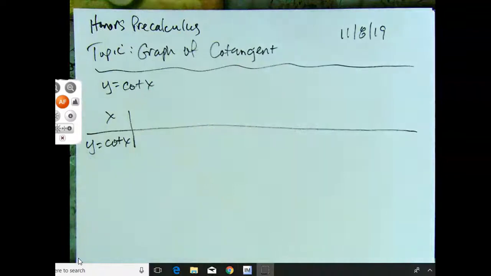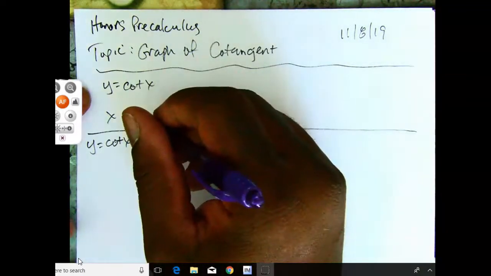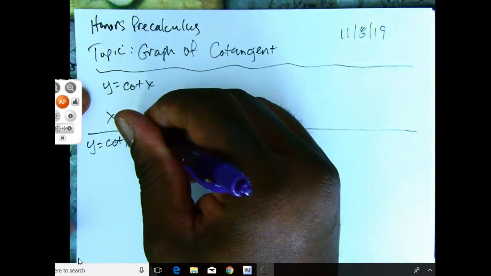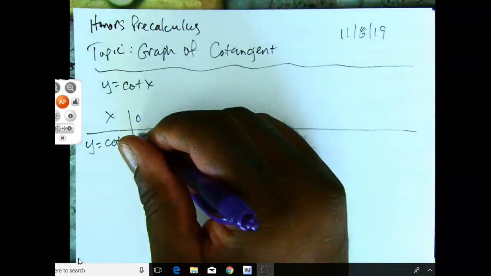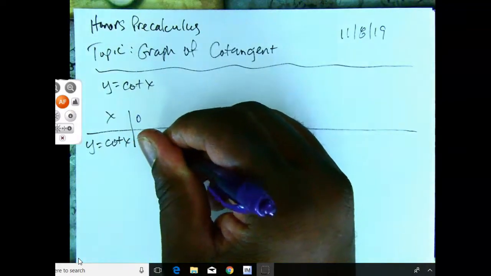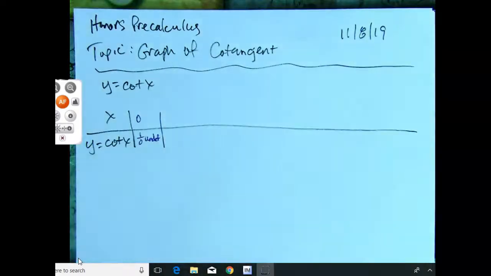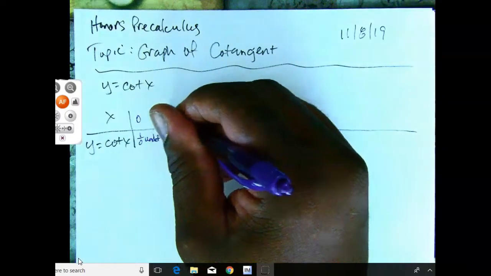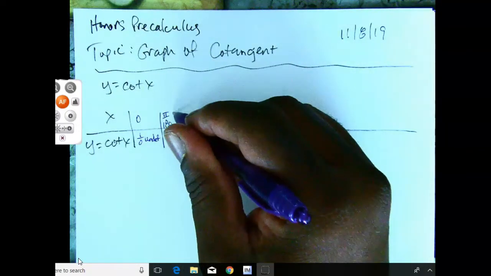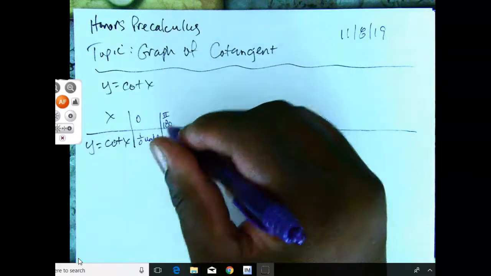Okay, so we're going to take a look at some values here. Because cotangent is x over y, when x is equal to 0, cotangent is going to be 1 over 0, which is undefined. So that's going to give us an asymptote. Now we're going to try to get close to 0. When x is pi over 180, which is 1 degree, we're going to get about 57.